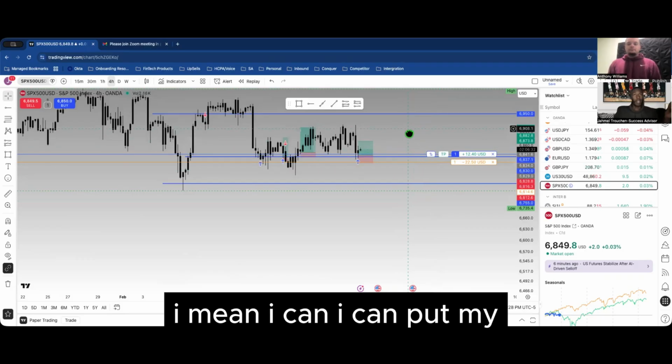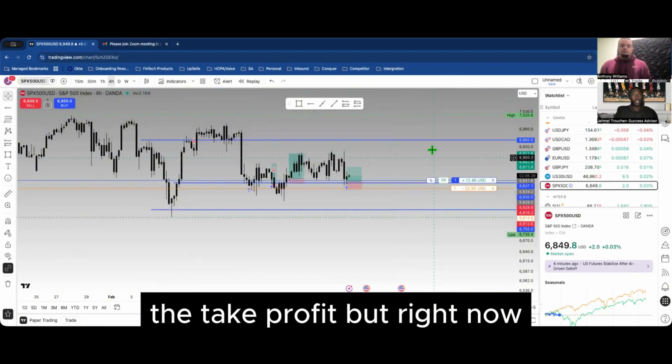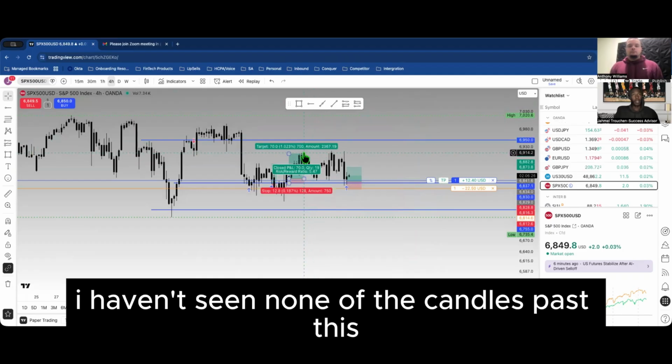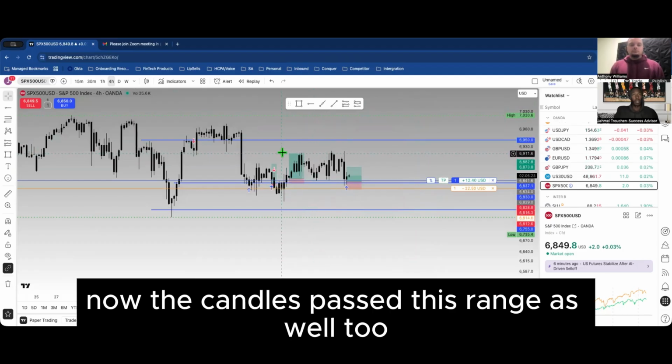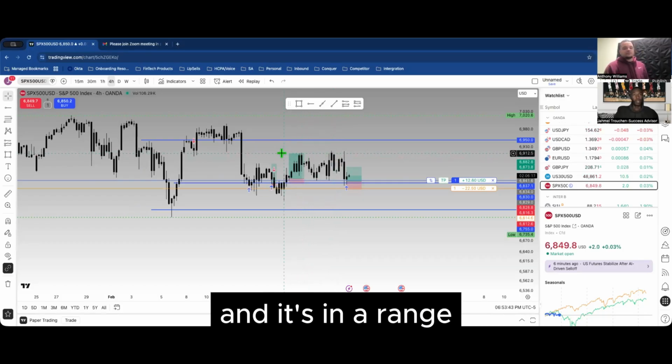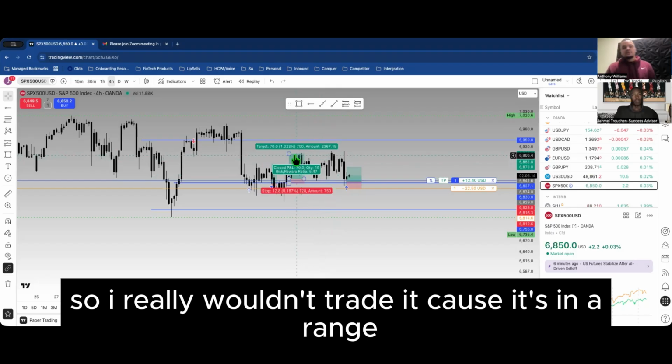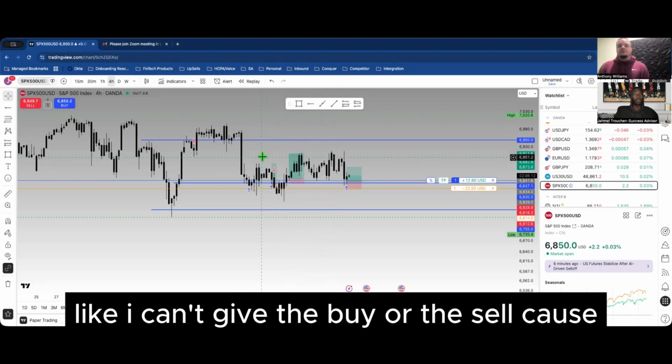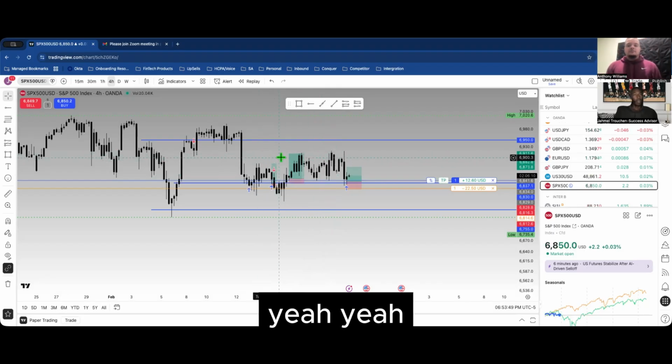I can put my take profit, but right now I haven't seen any of the candles past this range as well, so it's kind of iffy. And it's in a range. So I really wouldn't trade it because it's in a range. I can't give the buy or the sell.